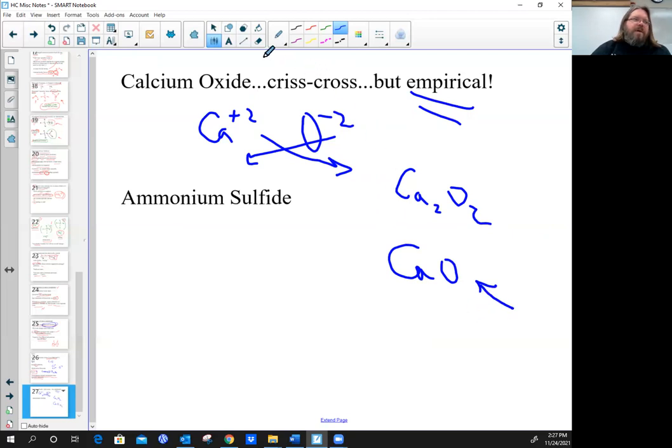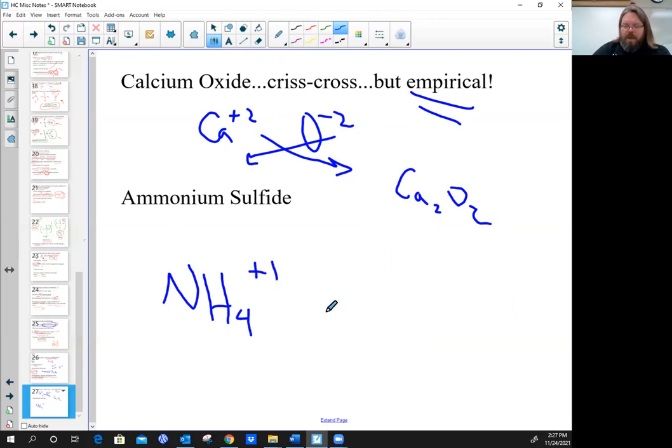And then last example for today, and then I'm going to let you guys go: ammonium sulfide. Ammonium, remember, that was NH4+, the only positive polyatomic ion that you will be held to knowing and using. And sulfide is S2-. So, crisscross method, boom, boom.